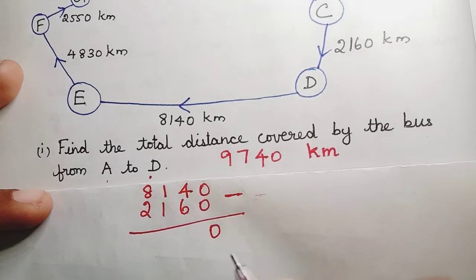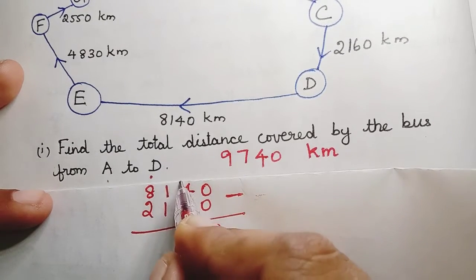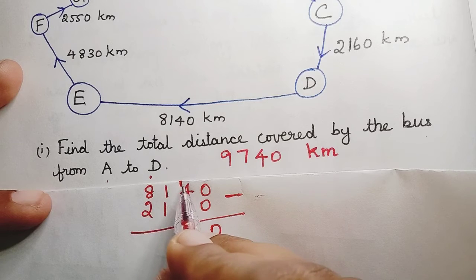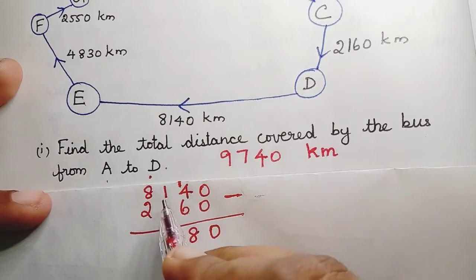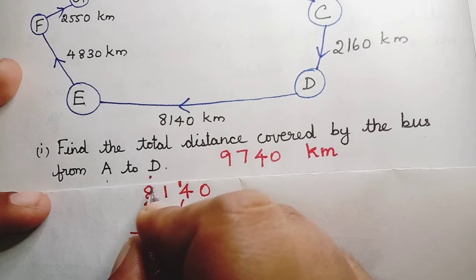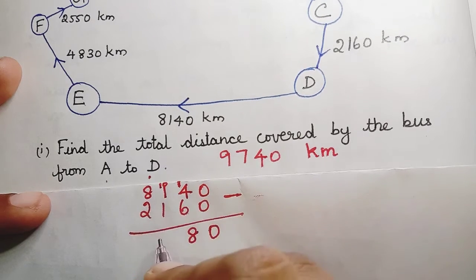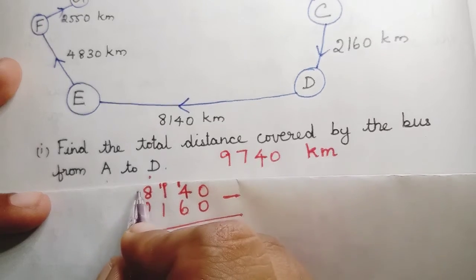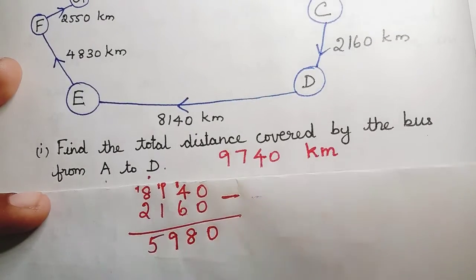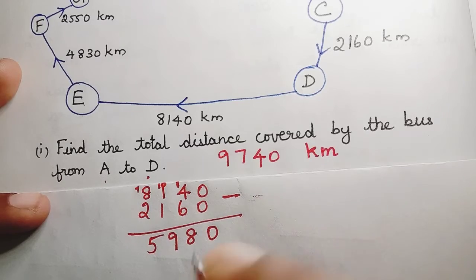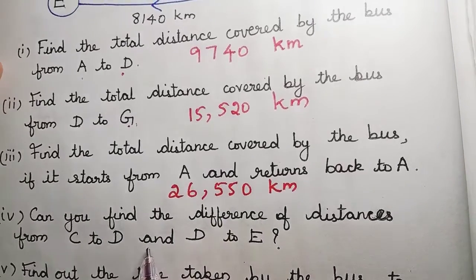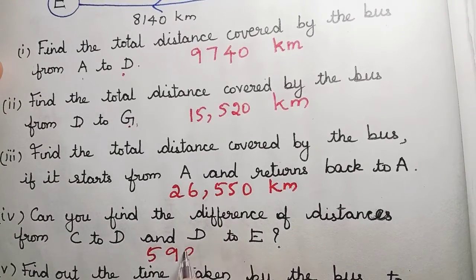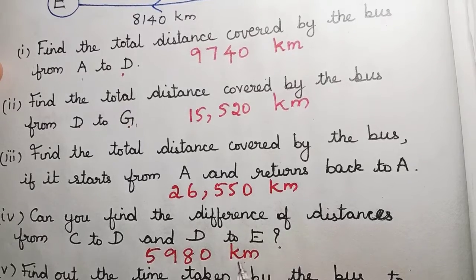0 minus 0 is 0. 4 minus 6, that is, you have to take 1 from here. So 14 minus 6, that's 8 here. Then 0, it will be a 0. So when you take 1 here, it is 10 here. So 10 minus 1 is 9. So here there will be a 7. 7 minus 2, it's 5. Okay, so when you find the difference between these two distances, you get the answer as 5980 kilometers. Okay, the unit is very important here.